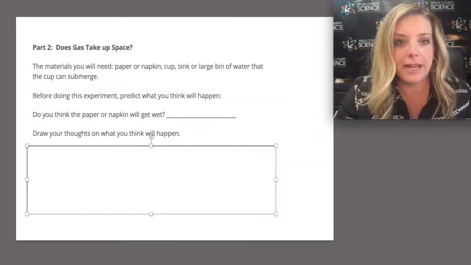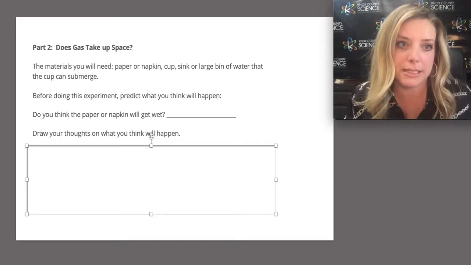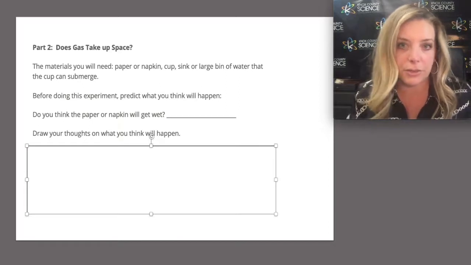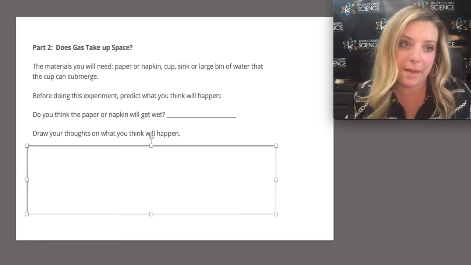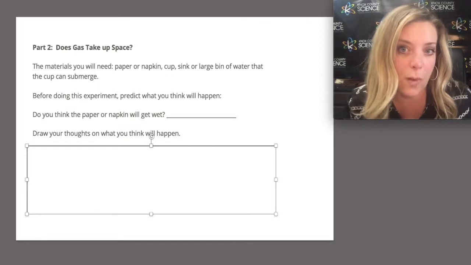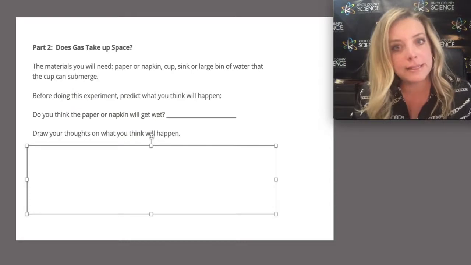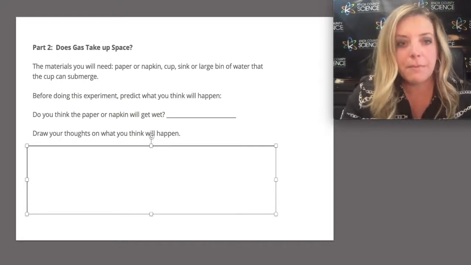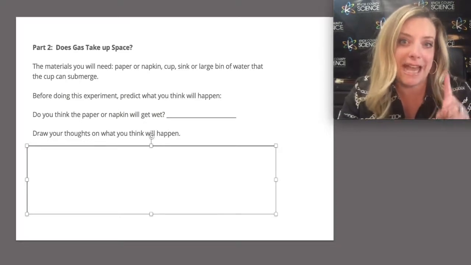So in your handout right now, you have part 2, and this is us asking the question, does gas take up space? So it tells you the materials you're going to need. I've already told you what those materials are. And before doing this experiment, you need to predict what you think is going to happen. And the question is, is the napkin going to get wet when we dunk it under the water? And then you're going to draw your thoughts in that box and label the parts of what you think is going to happen. But before you do that, I want you to watch this portion of the video so you can see how to do this experiment.